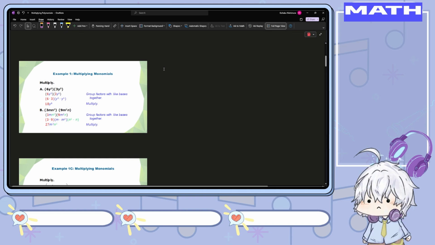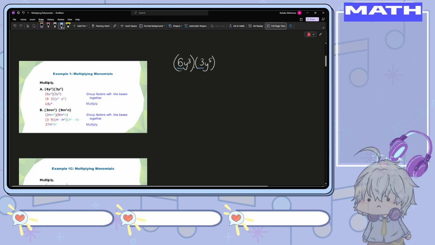Let's have example number 1. Example number 1 is about multiplying polynomials. When we have this, let's try to answer number 1. We already have the solutions, but let's try to answer this carefully. So we have a given 6y cubed times 3y to the fifth. The first step when we multiply monomials is that let's analyze their numerical coefficients.